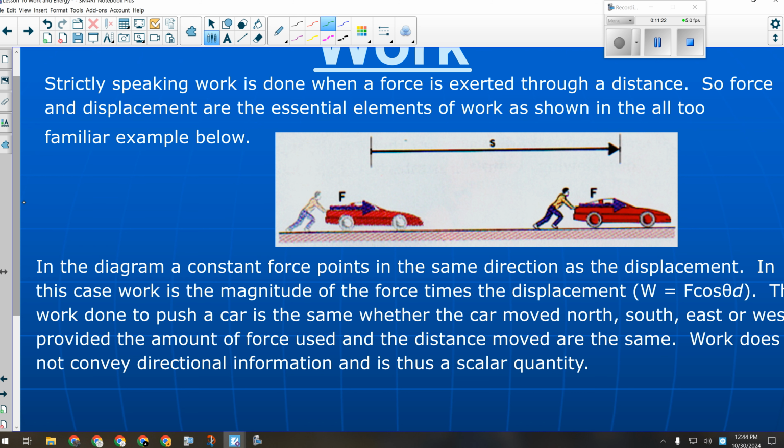So it's not going to be directional. You're not going to say I did 10 joules of work east. You'll never say that because work is scalar. But you could say the work done by the mass is negative 10 joules, implying that it gave it to something else. So work does not convey directional information and is thus a scalar quantity.